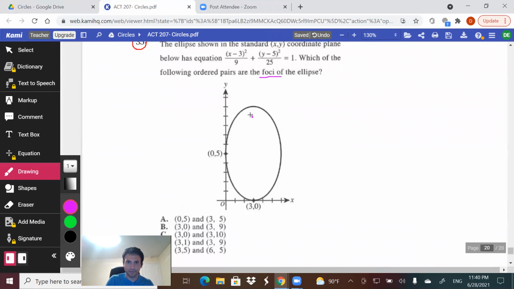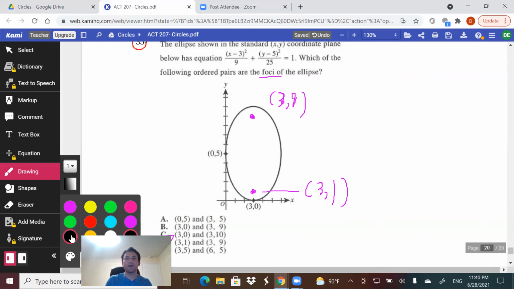The foci are here. It's at 3, 9, and at 3, 1. So I'm just telling you the answer is D right off the bat. I'm telling you the answer because it's going to help to explain what foci are.